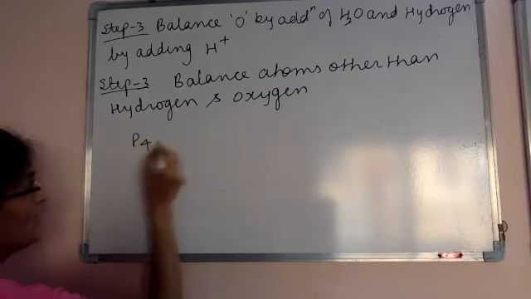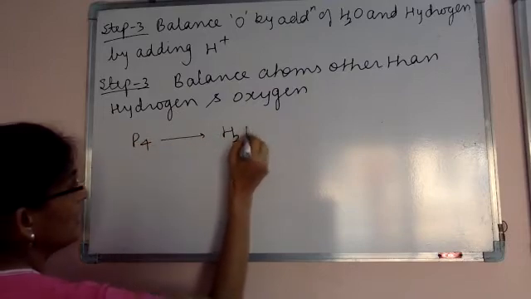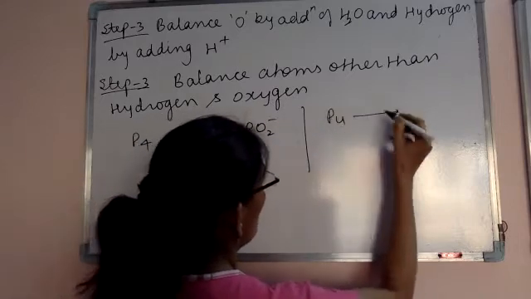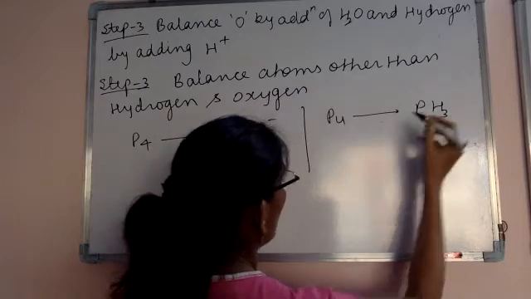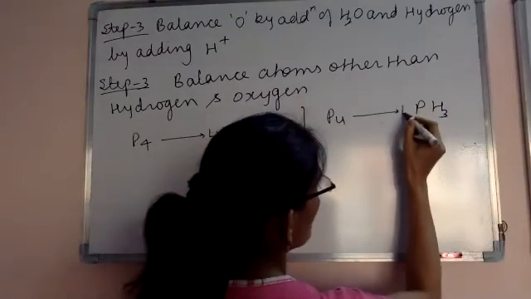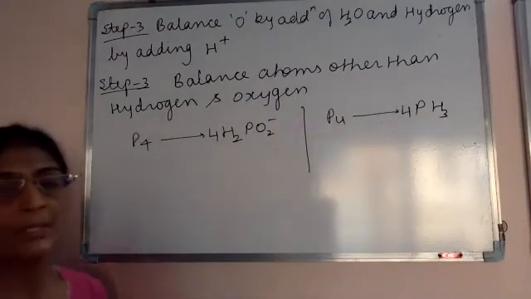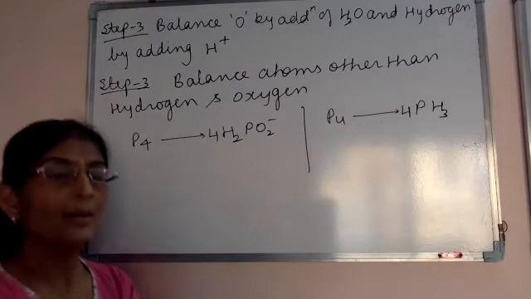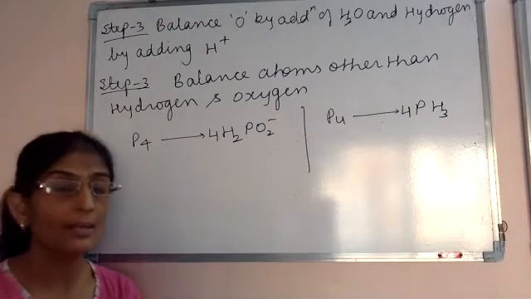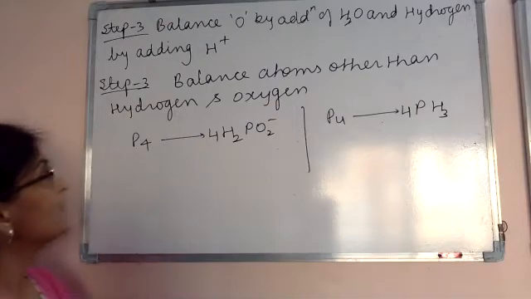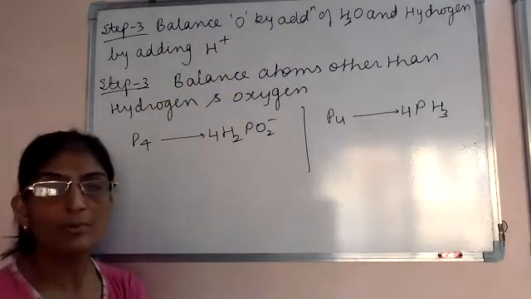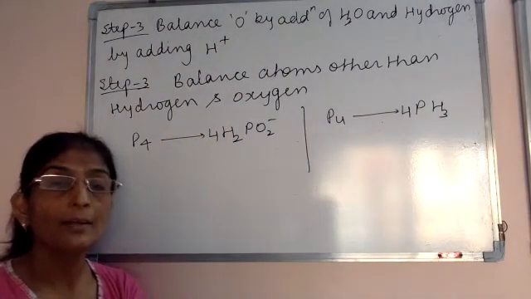Our equation was P4 to H2PO2 minus. Reduction was P4 to PH3. See here 4 phosphorus atoms, we have to write 4. Here also 4 phosphorus atoms, we have to write 4. Before balancing oxygen and hydrogen, we have to balance the atoms whose oxidation number changes. So we balance phosphorus here. Now we will balance oxygen and hydrogen by adding water and H plus.